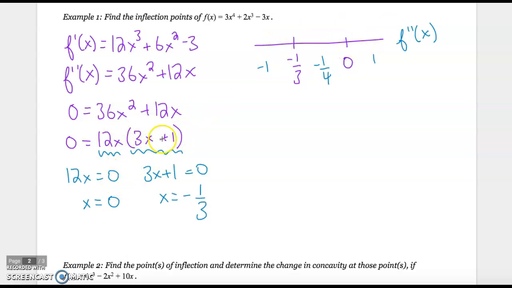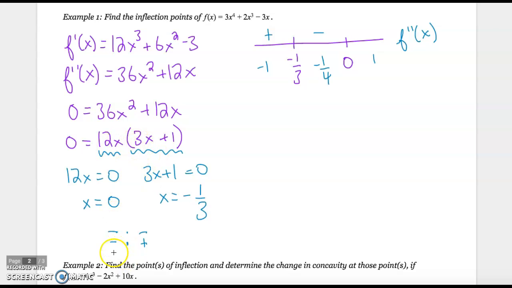And remember to test them in your factored form to see whether or not you end up with just positive or negative numbers. We don't actually care about the numerical value itself. So if I test -1 in here, I would get a negative times, see, -3 plus 1 is a negative, so negative times a negative is a positive. Okay. If I plug in -1/4, I'd end up with a negative number times a positive number, so that one would end up being negative.